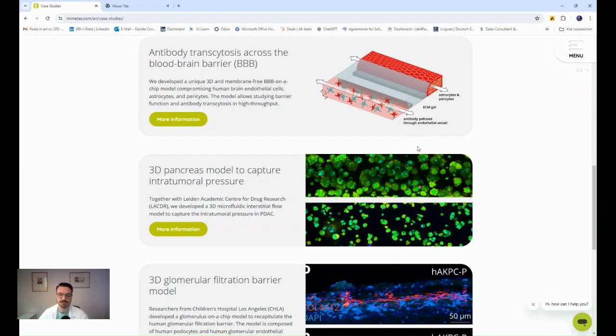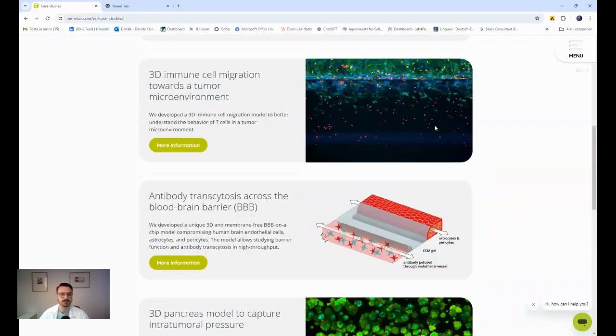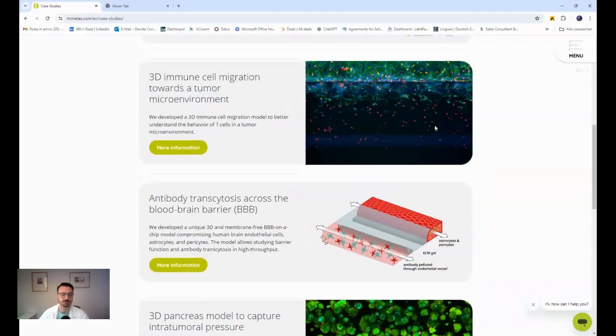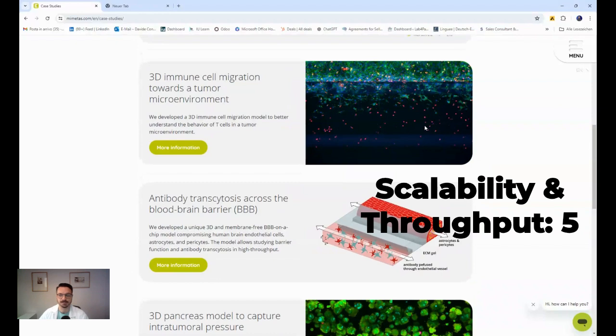In terms of scalability and throughput, this is hands down the most scalable system of all, as you can see, with up to 64 different experiments or wells in the same plate, a really small, handy, compact format. So this is definitely one of the best, or the best, in the market at the moment. So in terms of scalability and throughput, that's a 5.